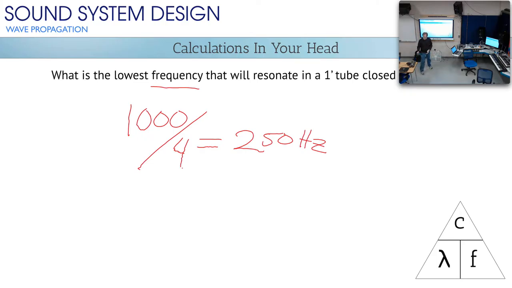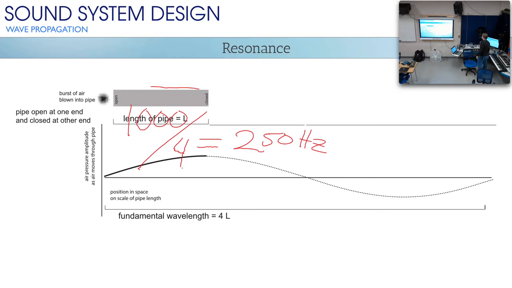Because remember, a pipe that's closed at one end, open on this end, closed at this end, the fundamental resonant frequency has a wavelength that is 4 times the length of the pipe. No matter what the length of the pipe is, if it's closed at one end, it quadruples. The wavelength of that fundamental frequency is going to be 4 times as long as that pipe.